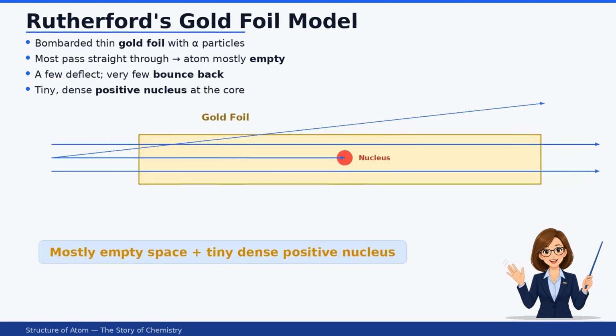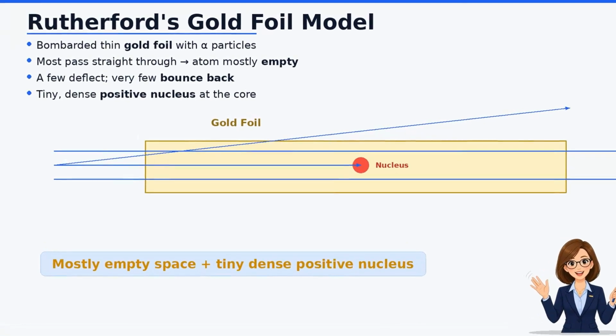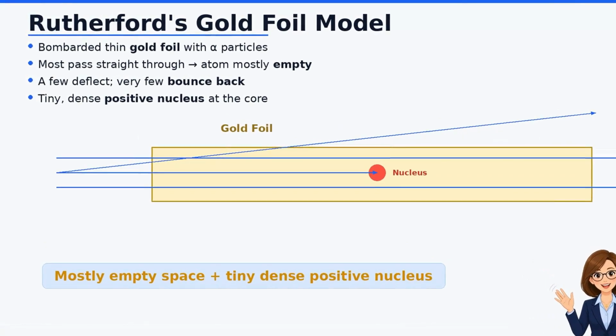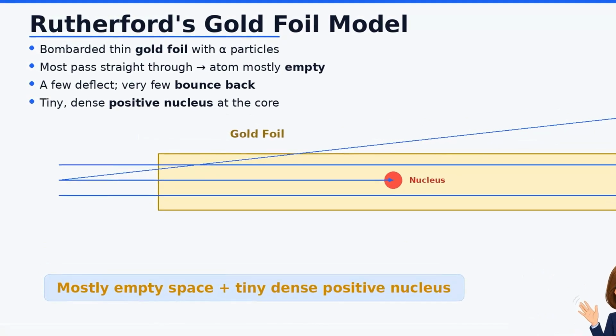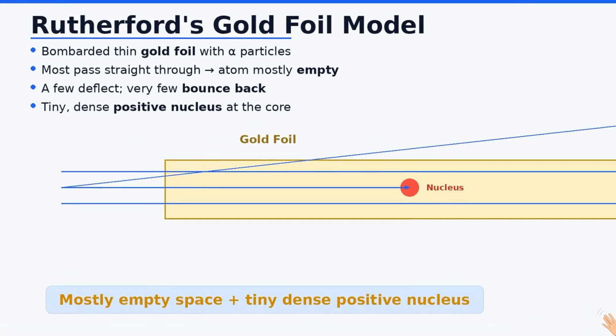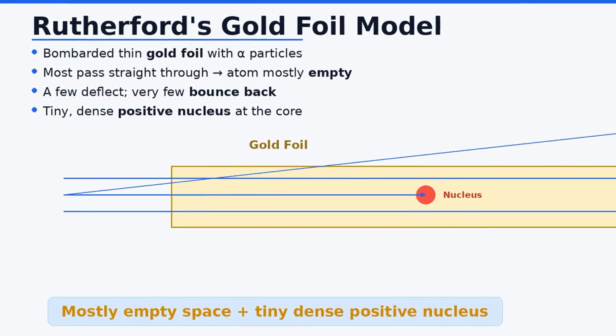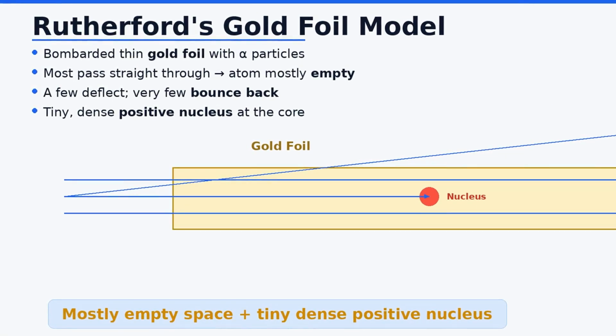Then came the famous Rutherford experiment. He fired tiny alpha particles at a thin gold foil. Most shot straight through, proving the atom is mostly empty space, but a very few bounced back. That meant there's a tiny, dense, positive nucleus right at the center. This gave us the nuclear model of the atom, but it still couldn't explain why electrons don't spiral into the nucleus.